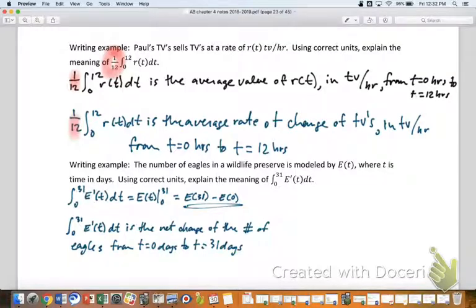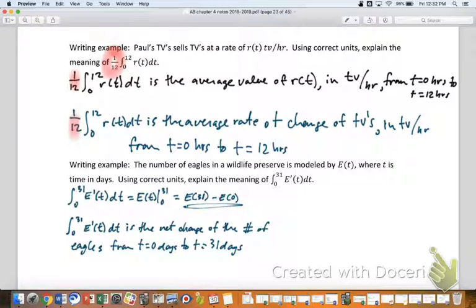Is this regular E of T? Would it just be the amount of eagles? No, because the antiderivative of the amount of eagles wouldn't just be eagles, right? So it would be time? It would be, actually, eagle days. What are the units on E of T? The units on E of T are simply number of eagles. And what are the units on DT? Days. What's eagles times days? Eagle days. Eagles times days, which could conceivably have a meaning. So, I don't think we'll go there.